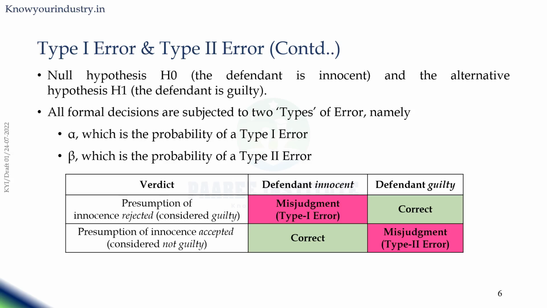All formal decisions are subjected to two types of error, namely alpha, that is type 1 error, and beta, that is type 2 error. In this tabulation, if you consider the presumption of innocence rejected, that is considered guilty, there is a possibility of misjudgment, that is a type 1 error. And in case of presumption of innocence accepted, that is you are considering not guilty, then there is a possibility of misjudgment, that is called type 2 error.